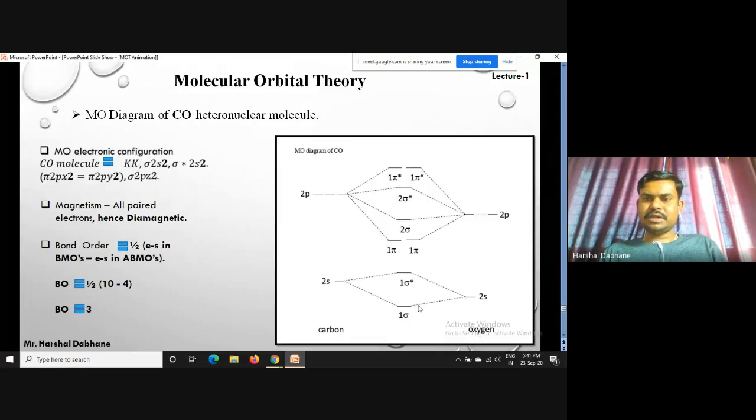So we have to show the electrons over here: 2 electrons, 2 electrons over here, that is 8 electrons. 4 are present in the 1s 1s, so 4 plus 4 is 8, 8 plus 6 is 14. So that's why there are no electrons over here. So that's why the bond order is 3.